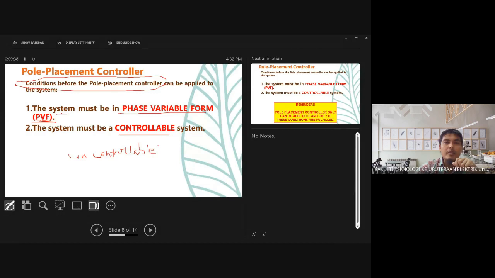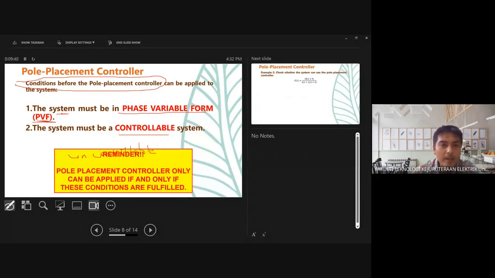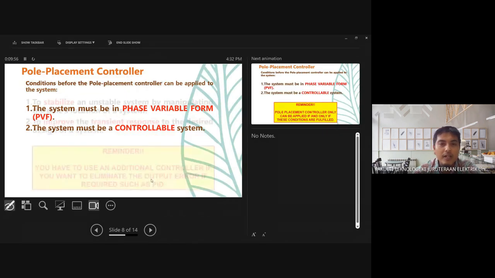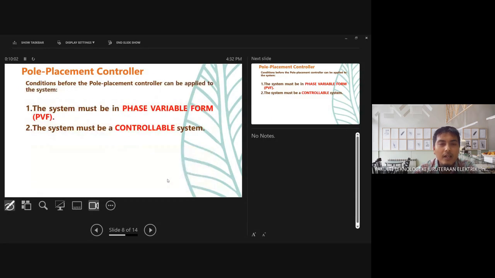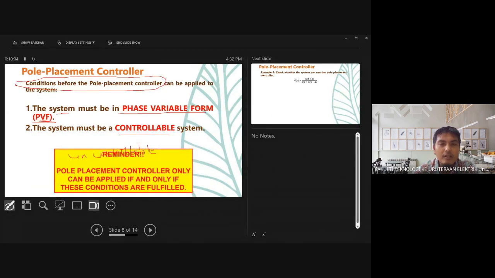So I can put it here something like this. Reminder, the pole placement controller only can be applied if and only if these conditions are fulfilled. Please bear with the reminder notes here. There are two reminders. You have to use an additional controller if you want to eliminate the output error. And the pole placement controller only can be applied if and only if these conditions are fulfilled.